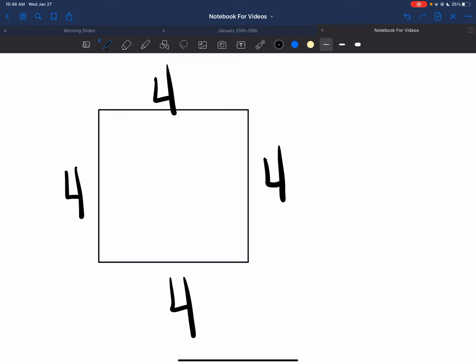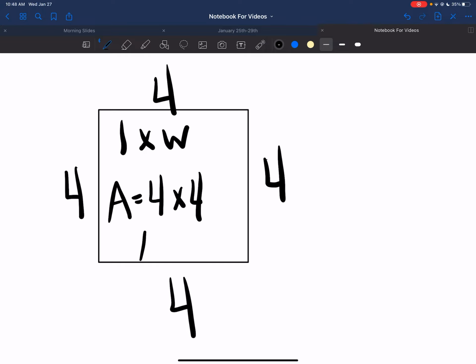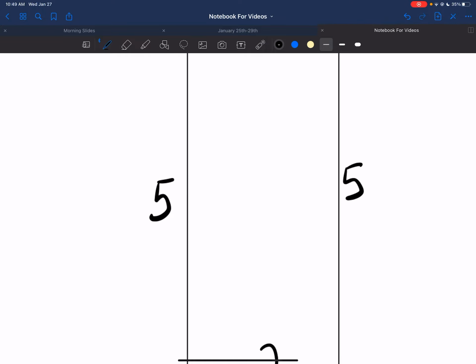This shape is a square, and we know it is a square because all 4 sides are equal. A square has 4 sides. Again, I can use length times width. So my area would be 4 times 4. 4 times 4 is 16. The area is 16.